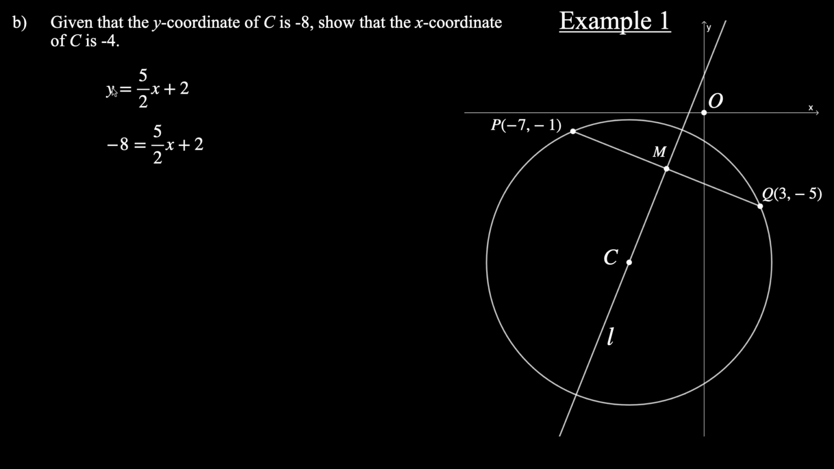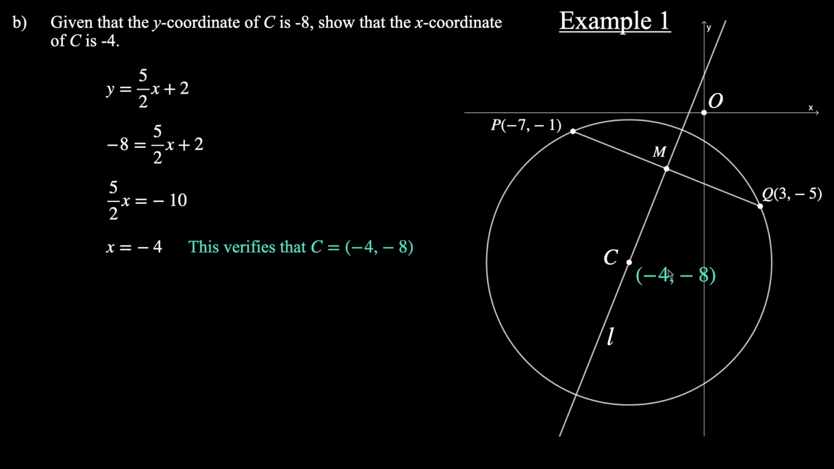So substituting -8 for y, we get -8 equal to 5 on 2x plus 2. And now solve for x and see what you get. So subtract 2 from both sides, we get 5 on 2x equal to -10. Then multiply by 2 and divide by 5. That would be -20 divided by 5. That's -4. And this verifies that C is the point -4, -8, because this is a solution to this equation. So let's make a note of that on our diagram.